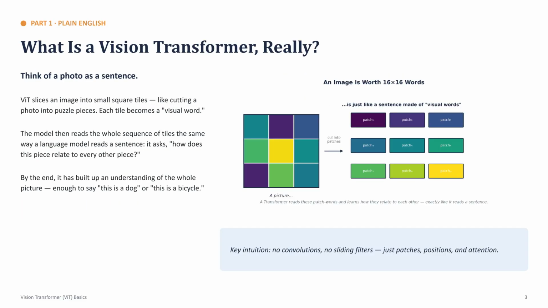Here's the core intuition, and it's simpler than it sounds. Think of a photograph as a sentence. ViT slices the image into small square tiles, like cutting a photo into puzzle pieces, and each tile becomes a visual word. The model then reads the whole sequence of tiles, exactly the way a language model reads a sentence. It asks, how does this piece relate to every other piece? By the end, it's built up an understanding of the whole picture, enough to say, this is a dog, or this is a bicycle. Notice what's missing here. No convolutions, no sliding filters, just patches, positions, and attention.